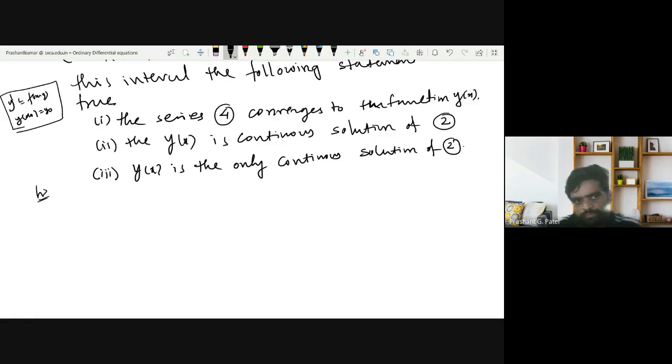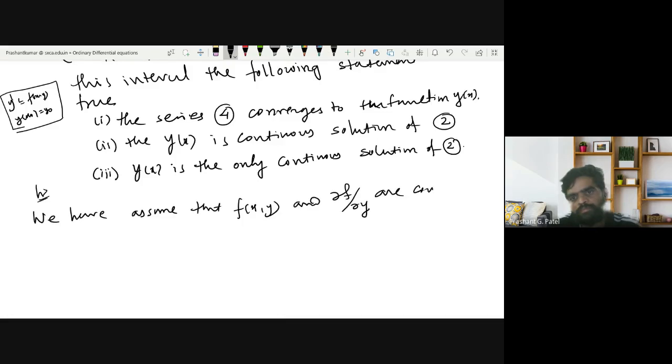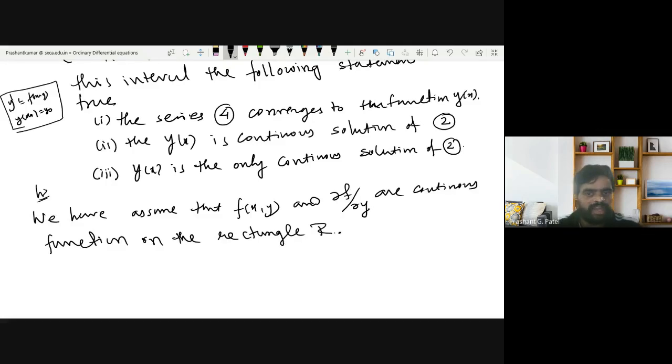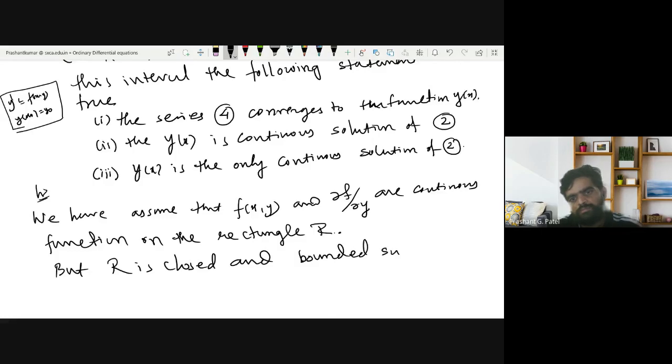So we have assumed that f of x,y and del f upon del y are continuous functions on the rectangle R. But this rectangle is a closed and bounded subset of R square.